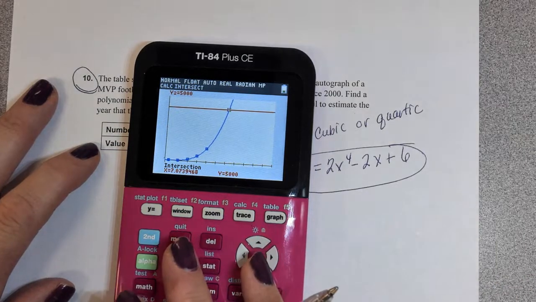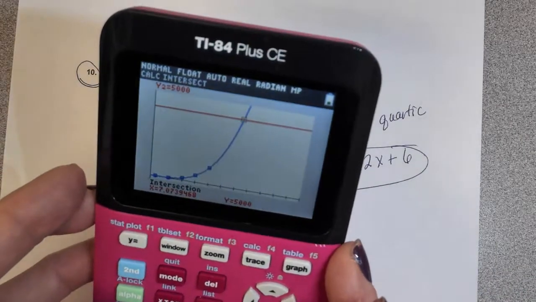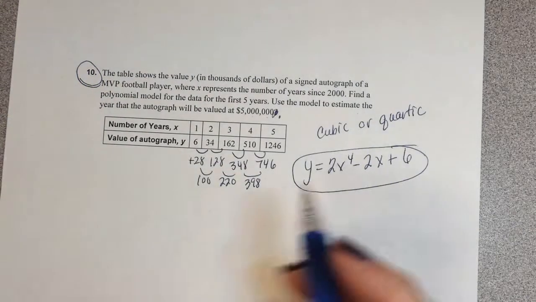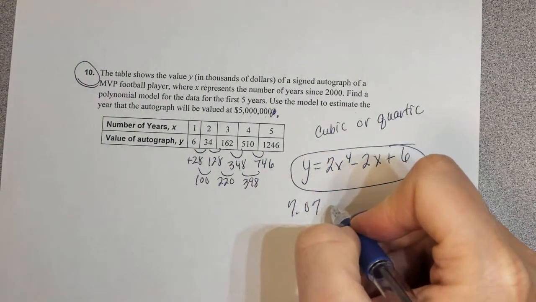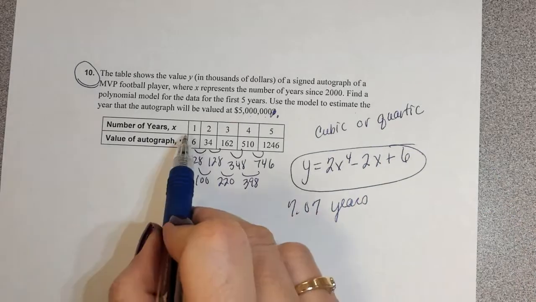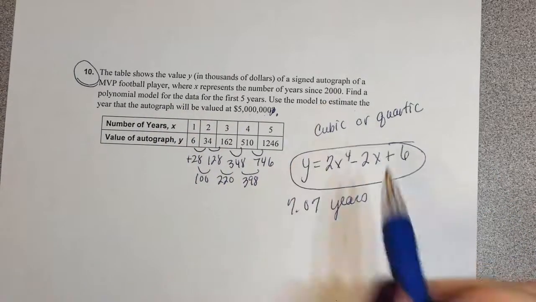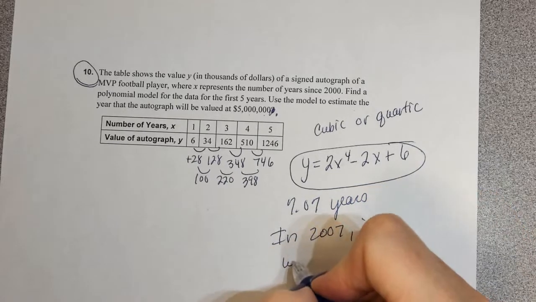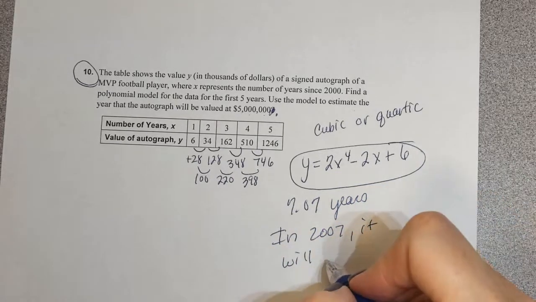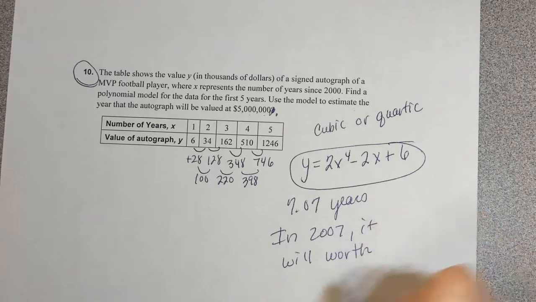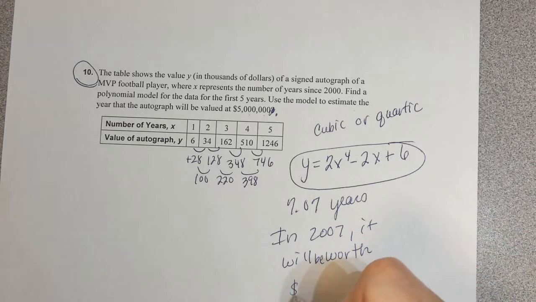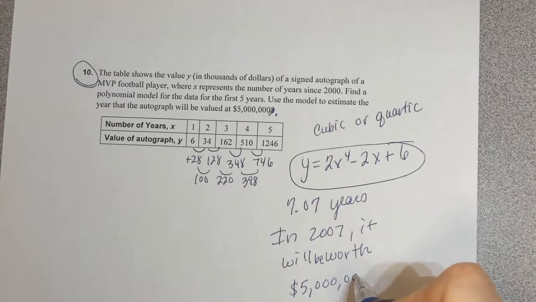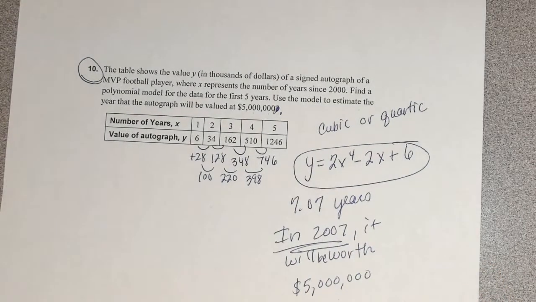And is that 6 or 0? 7.07, I think. So it's 7.07 years past 2000, is it? So it would be then in 2007, it will be worth, or it was worth, I guess we should say, $5 million. Okay, makes sense? All right, good stuff there.